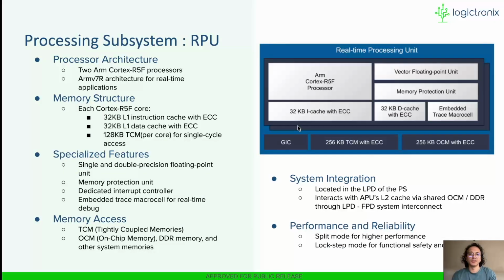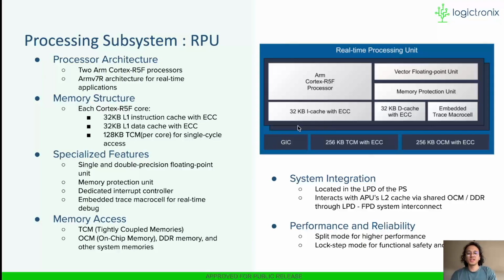Next is the real-time processing unit in the processing subsystem. It is a dual-core ARM Cortex R5F processor which has access to up to 32 KB instruction cache and up to 32 KB data cache. In this, both instruction cache and data cache are ECC capable. It also has access to up to 128 KB TCM for each core. So the total is 256 KB of tightly coupled memory, also 256 KB of on-chip memory, along with access to DDR memories as well.